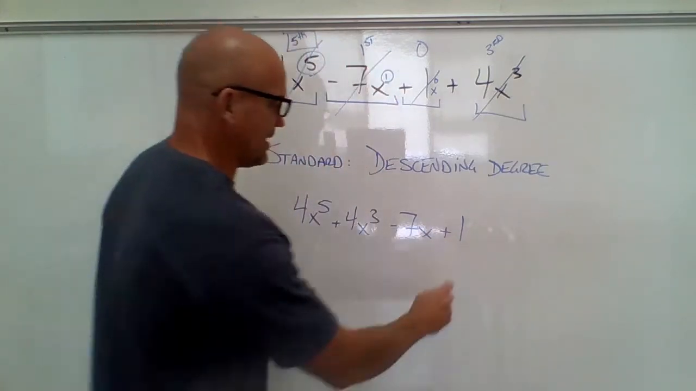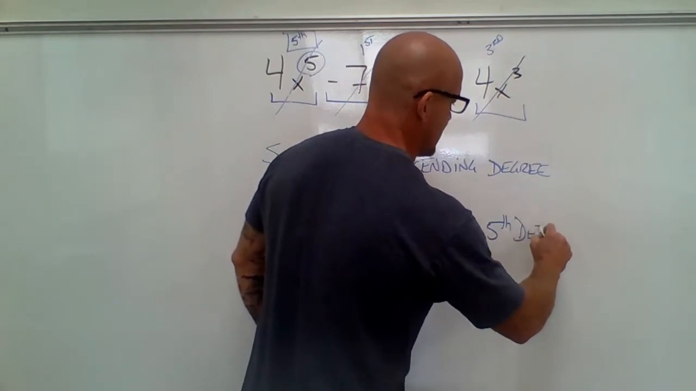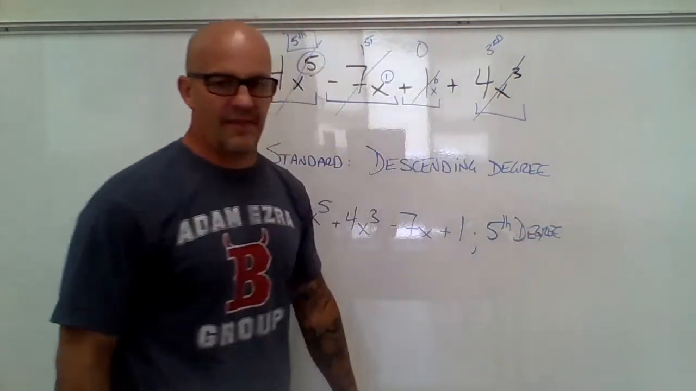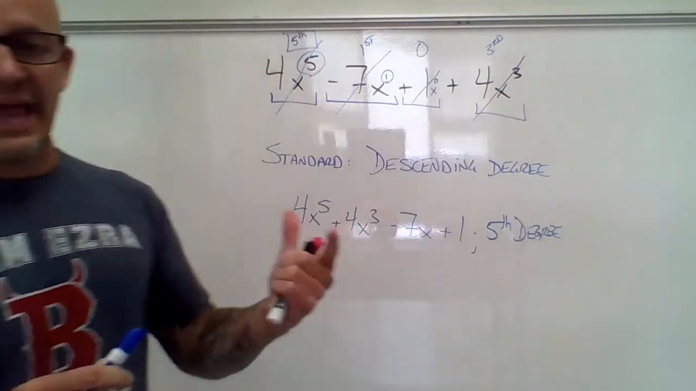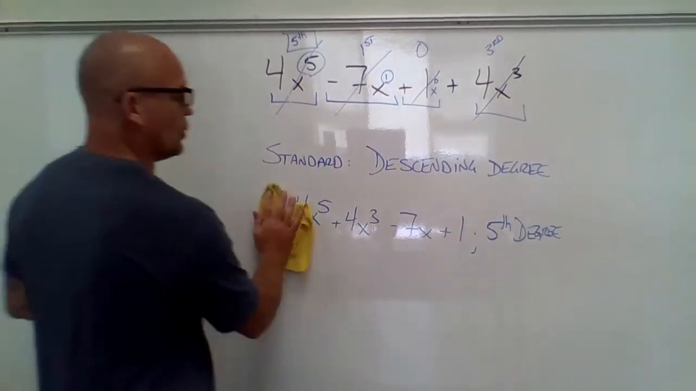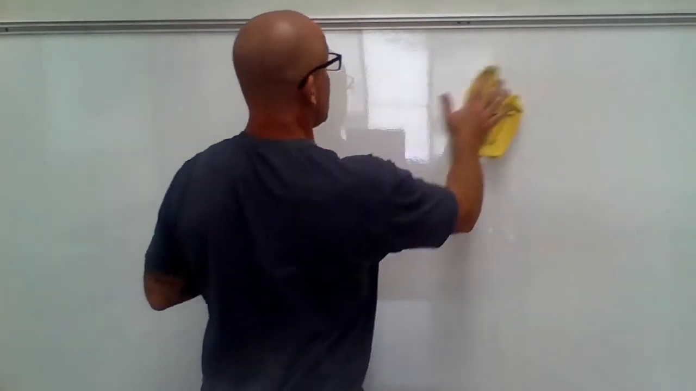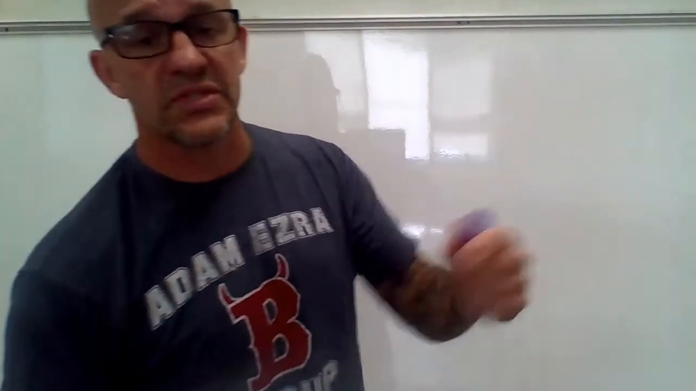And I will now state that that is a 5th degree polynomial because that is the highest degree term in there. That's it. That's all it is to put it in standard form and mark the degree of it. Let's do one or two more, make sure we're okay with this. If you want to pause the video, try it on your own before you see the result.